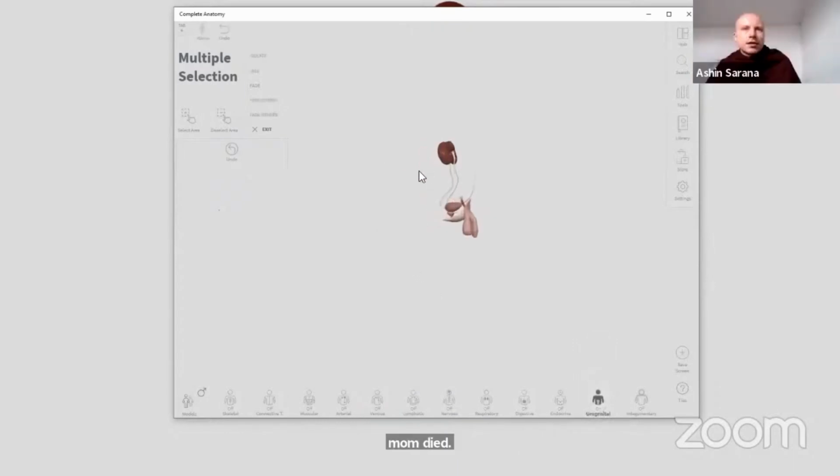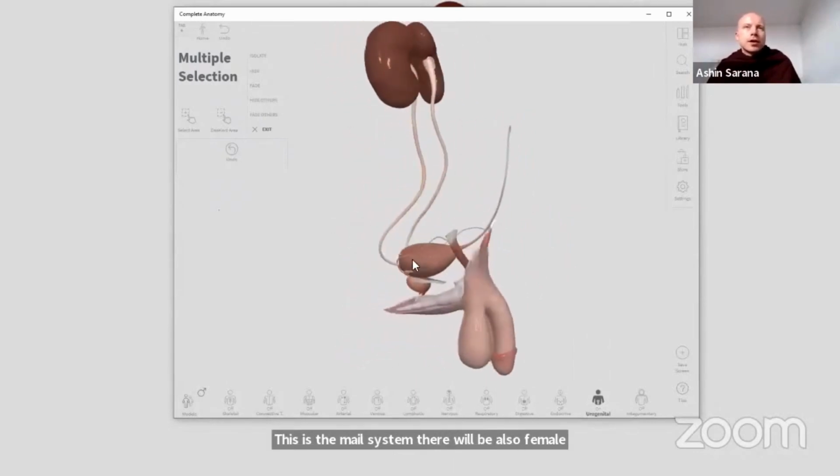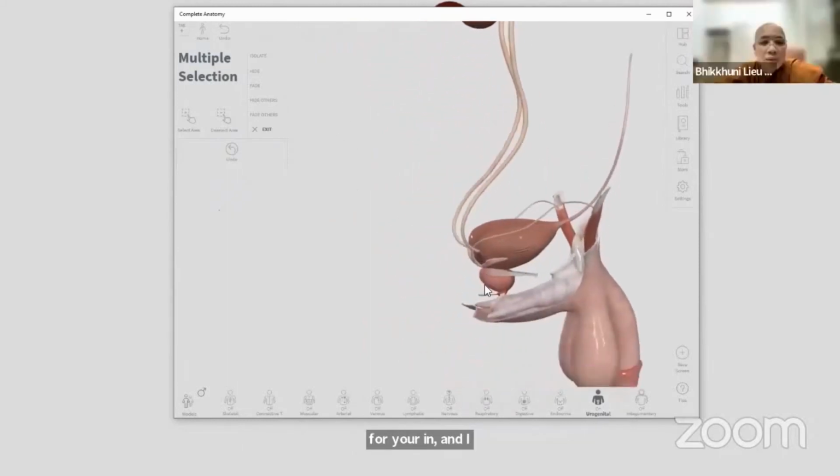So this is the male. This is the male system. There will also be a female system for urine. And I wanted to, I forgot how to call this thing.